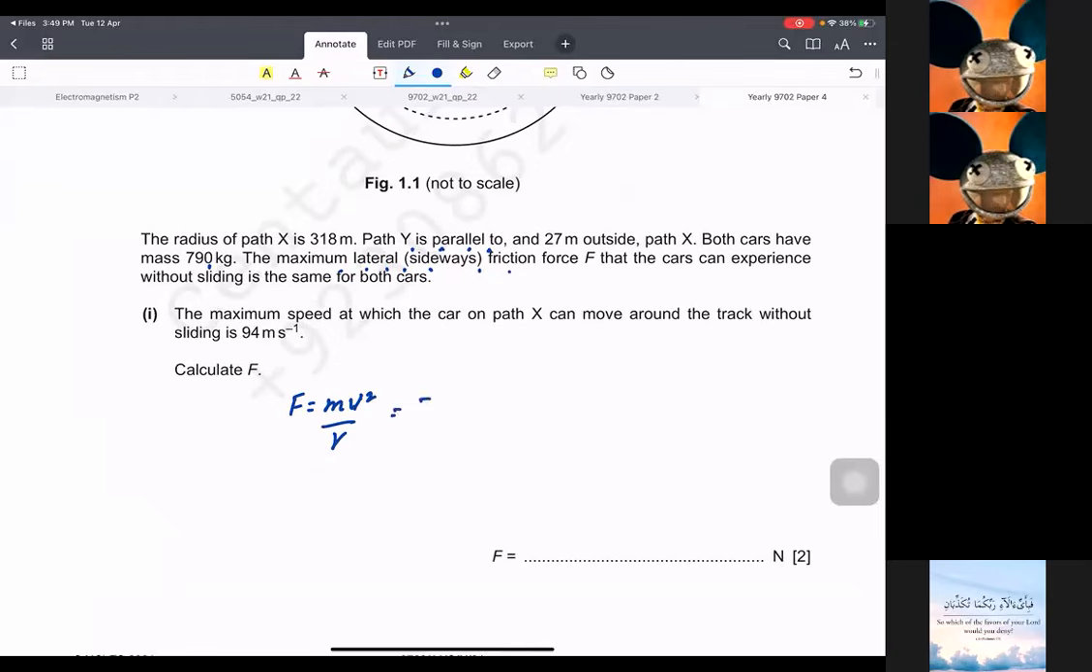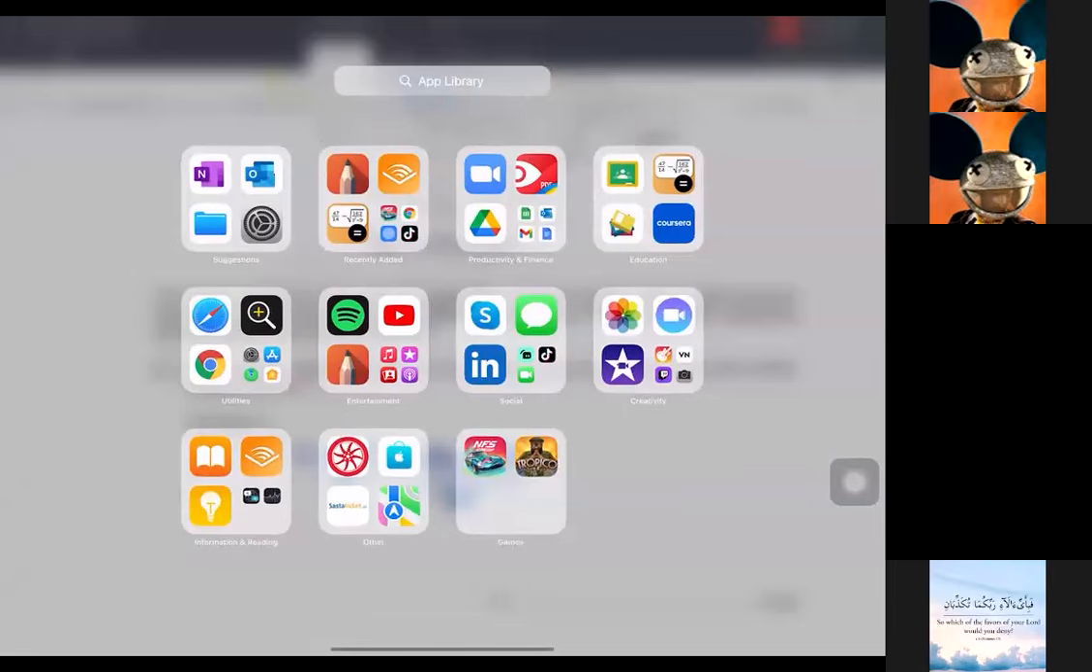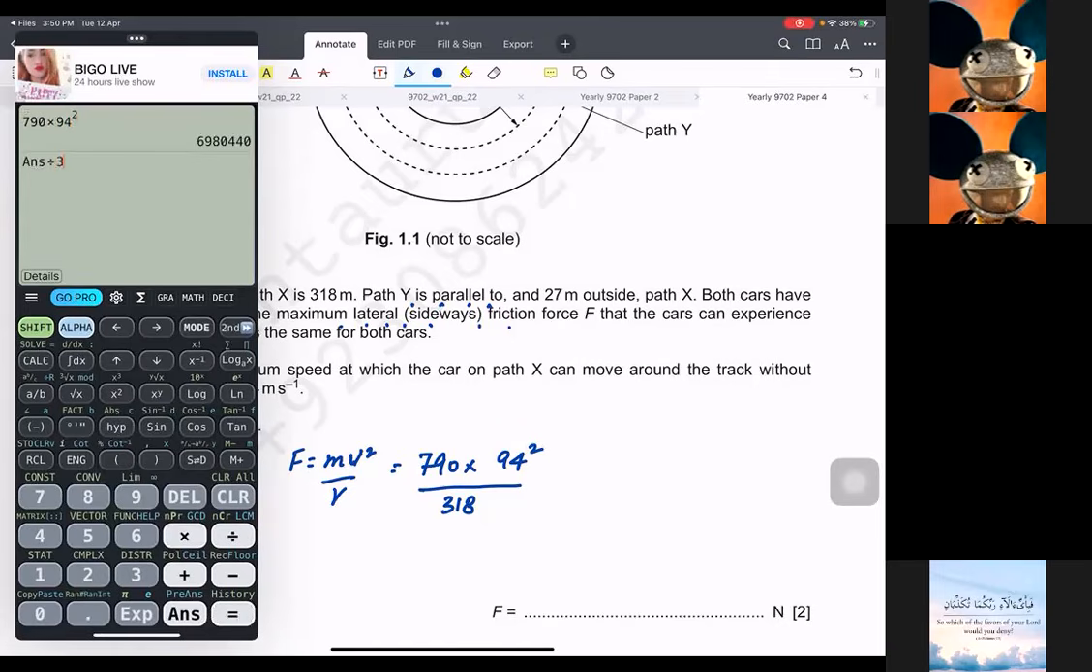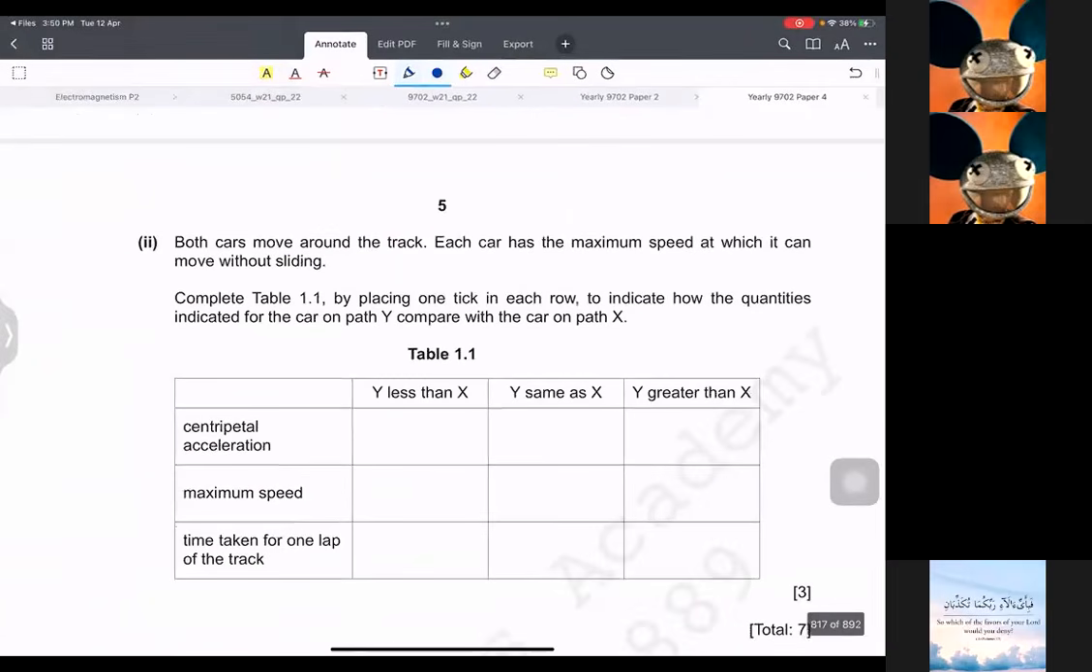So mass of the car was 790. Speed of the car was 94 squared. And R was 318. So this should be about 22,000 newtons, right? Now, it says both cars move around the track.